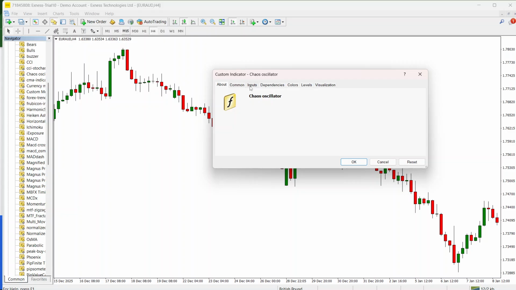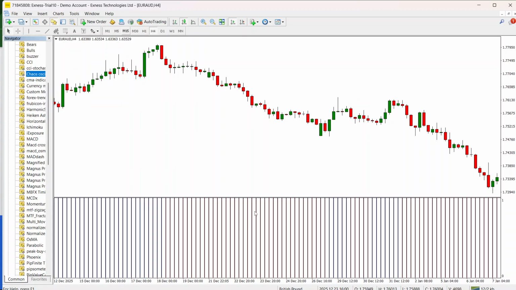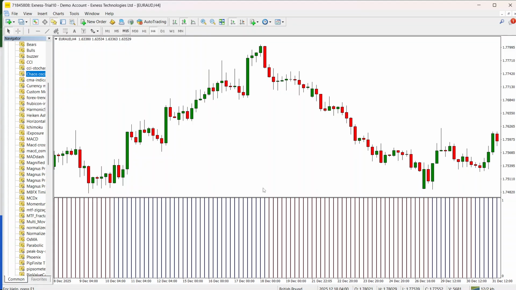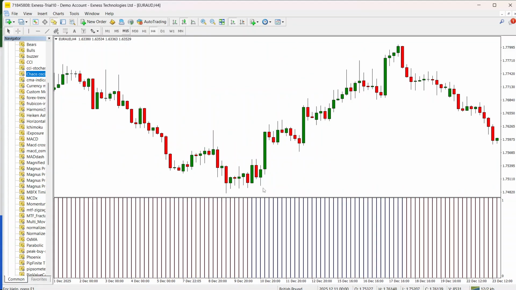If we come over to the inputs or the common tab, we allow DLL import to allow the oscillator to work. And now on the MT4, the Chaos Oscillator plots a histogram or line that oscillates between positive and negative territory in a sub-window, rising and falling as strength and volatility change.